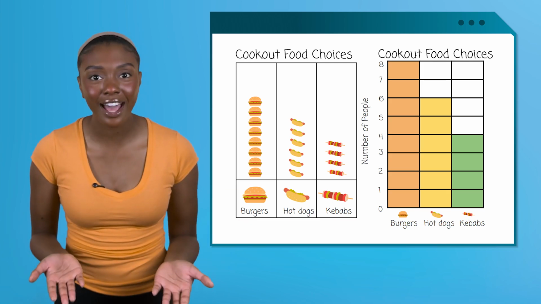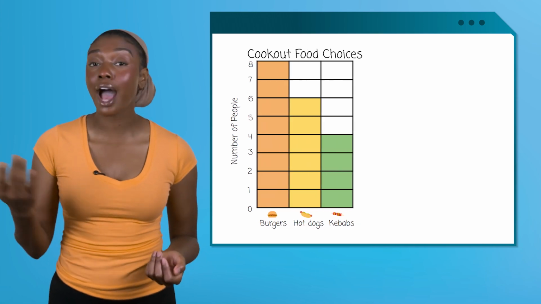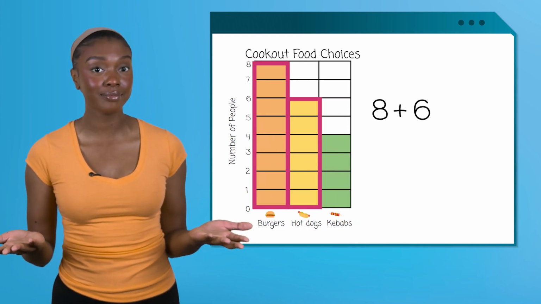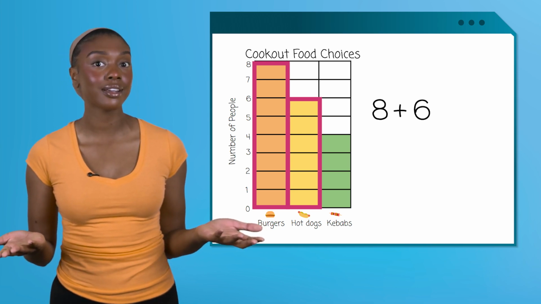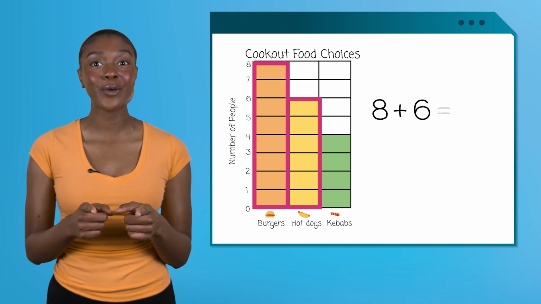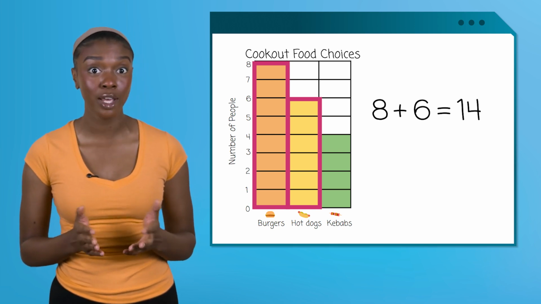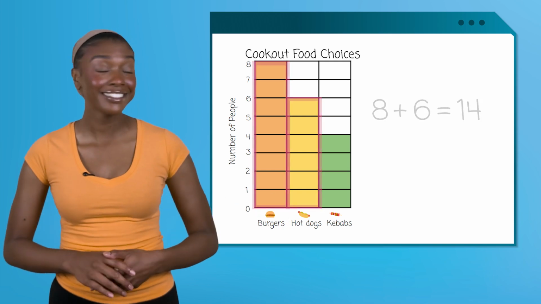I can even find out exactly how many people ate the more popular foods. I know 8 people ate burgers and 6 ate hot dogs. How many total people is that? If we add them together, we know that 14 people ate burgers and hot dogs. Only 4 ate kebabs, so that's most of the family.